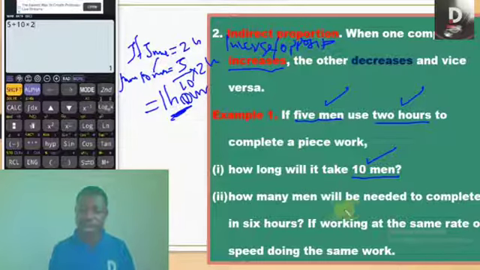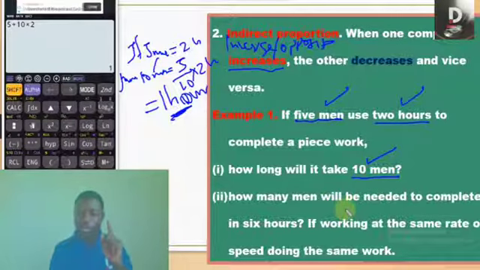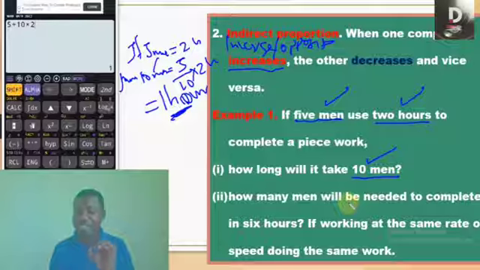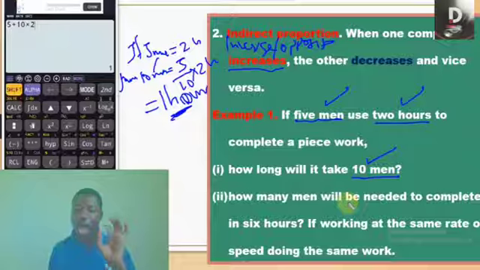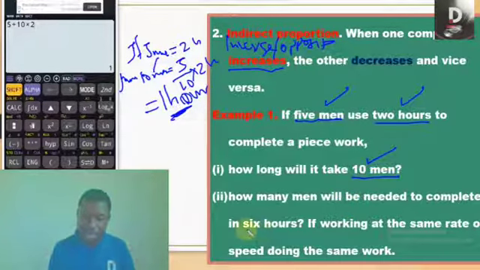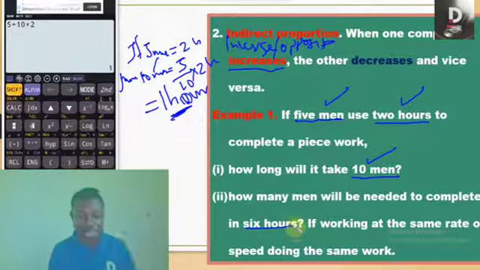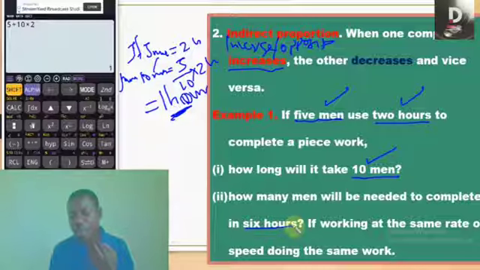Take note. Now he's asking, how many men will be needed to complete in 6 hours? The same English, the same question. If 5 men use 2 hours to complete a piece of work, how long will it take? Or how many men will be needed to complete the same piece of work in 6 hours? Now, 5 men, 2 hours. Now 6 hours. Are you expecting more men or fewer men?